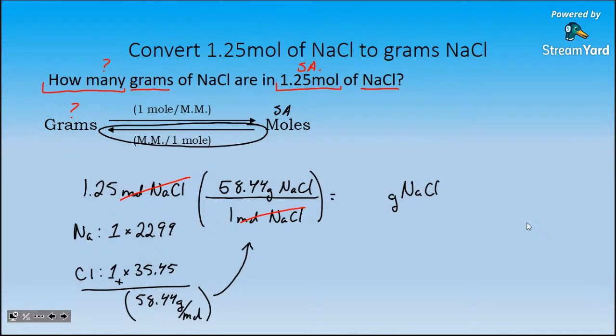And then I can do the math. Multiply by the numerator, divide by the denominator. So 1.25 times 58.44, divide by 1, and I get an answer of 73.05, or to 3 significant digits, 73.1 would be our final answer, grams NaCl.